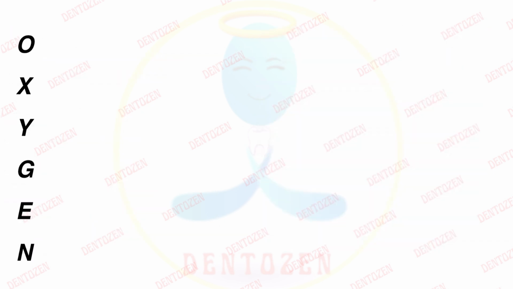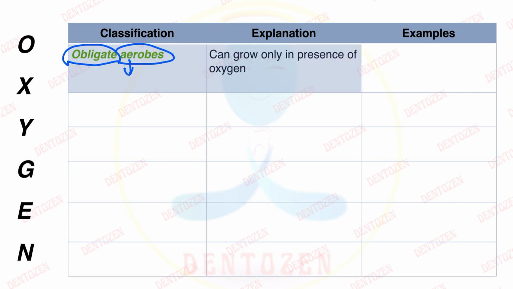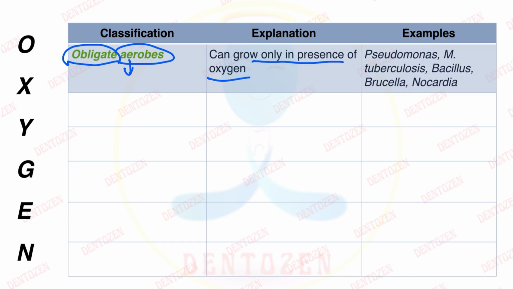Based on the oxygen requirement, bacteria can be named as obligate aerobes. As the word says obligate, that means necessarily they are aerobic. Aerobic means air. They require oxygen. They cannot live without oxygen. So they can grow only in the presence of oxygen. Example: Pseudomonas, Mycobacterium tuberculosis, Bacillus, Brucella, Nocardia.